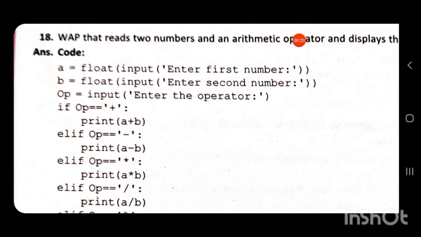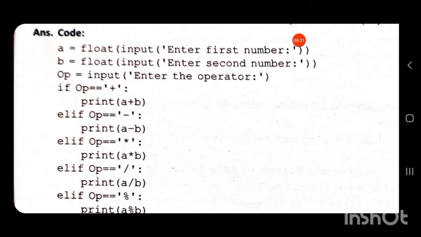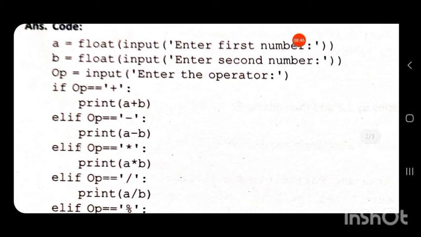Here it is considered float because we can enter any number, decimal values also can be considered. And next one, b is equal to float input, enter second number. So a and b will now have two numbers. Now the user has to input the operator. So here op is another variable. Op is equal to input, enter the operator.